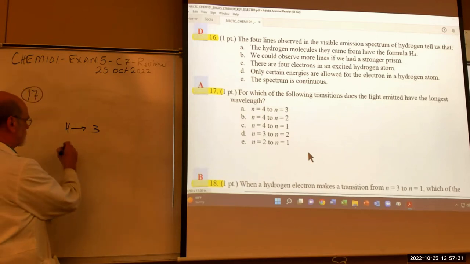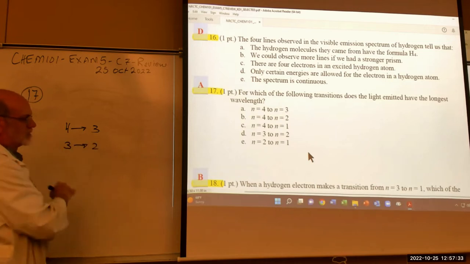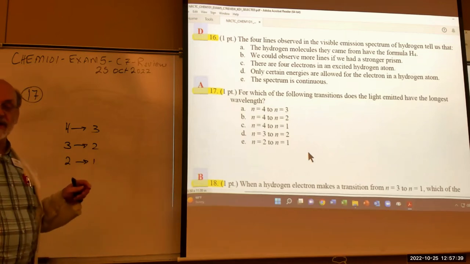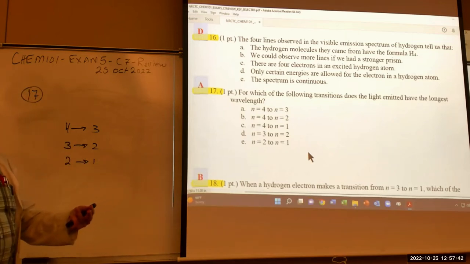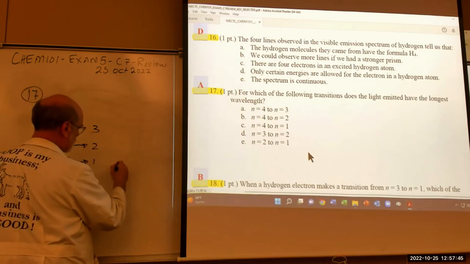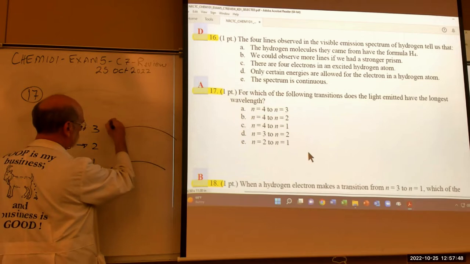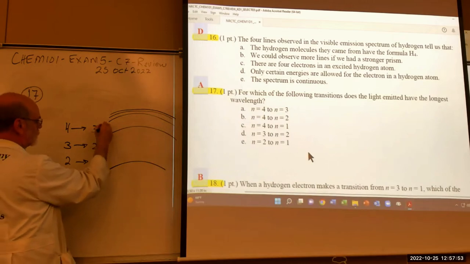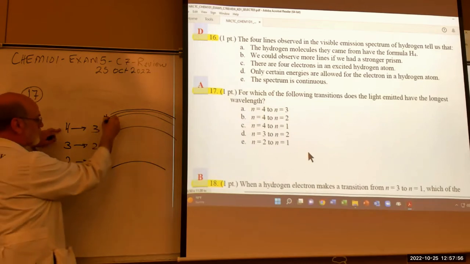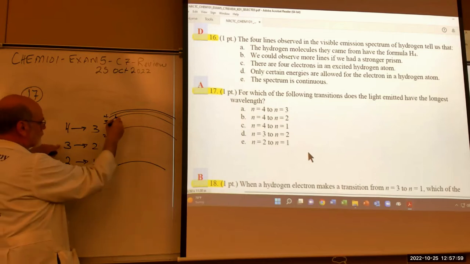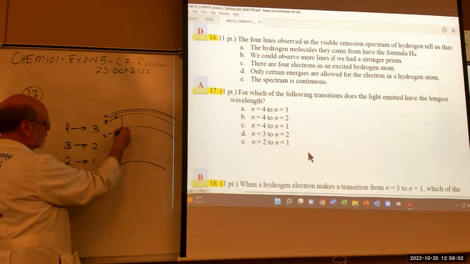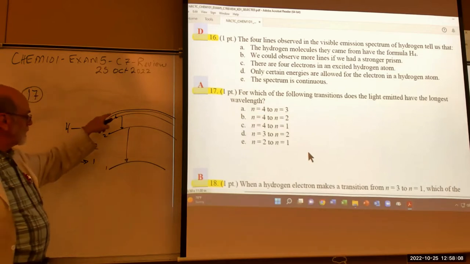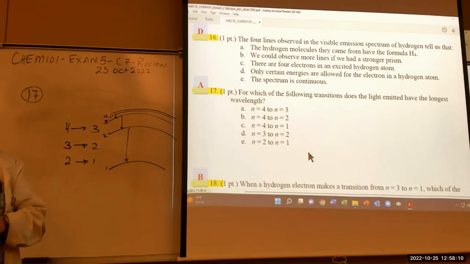How about 3 to 2? That's a single jump, right? Or 2 to 1, okay? Those are single jumps. Now you have to ask yourself, which one jumps the farthest? And if you look at our model of the atom, you have a level 1, a level 2, a 3, a 4, 5. We only need 4. So if it goes from 4 to 3, that's a pretty short jump. If it goes from 3 to 2, that's a bigger jump. If it goes from 2 to 1, that's a huge jump. So the longest wavelength, the lowest energy, would be a 4 to 3. Okay.